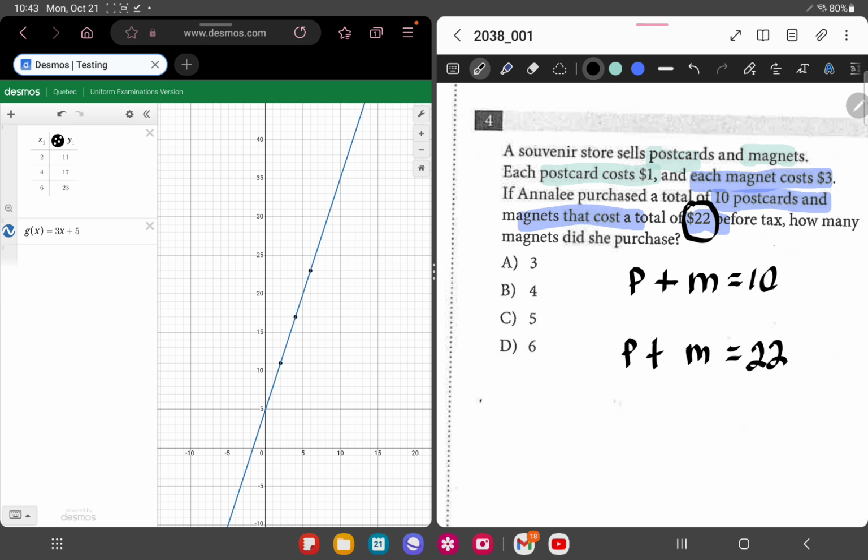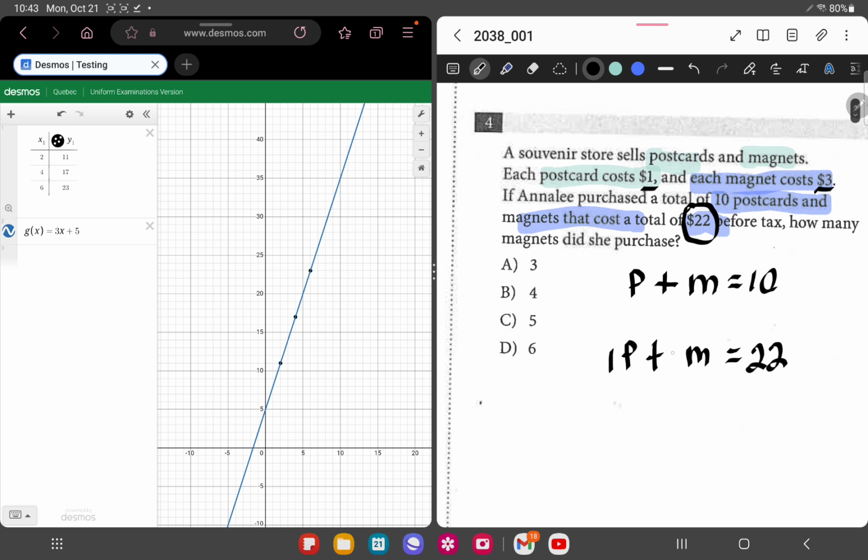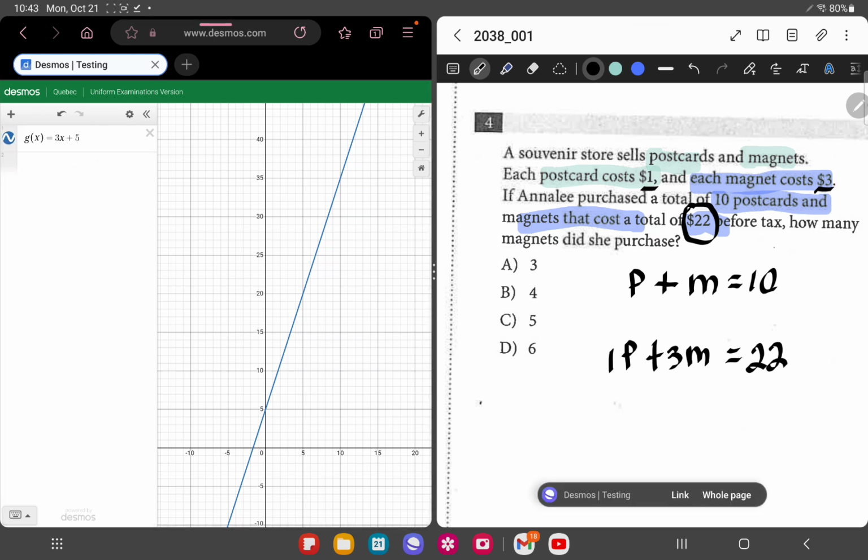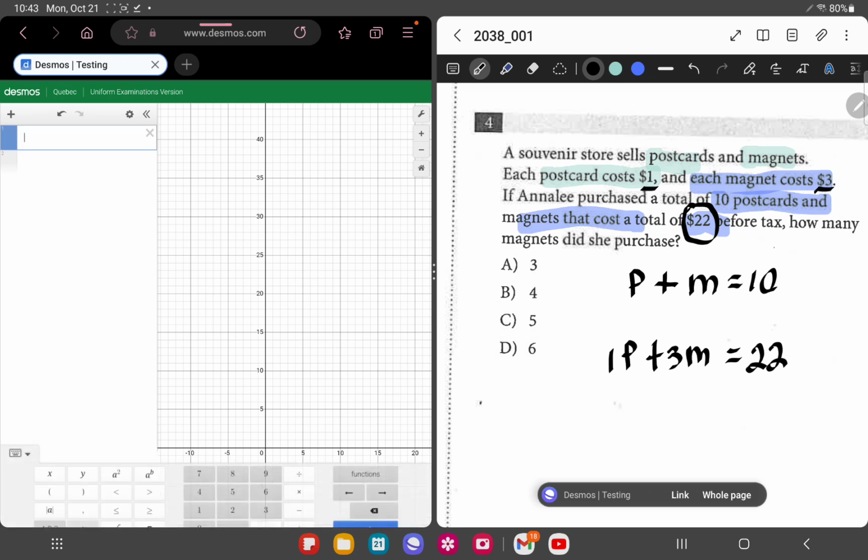But because we're talking about money now, we can actually go ahead and apply the dollars that we have here. Now, for a postcard, it's just going to be $1, and for the magnets, it's going to be $3. And that's all you really have to do in order to actually figure this problem out. Now we have 2 equations, and what I want you guys to do at this point is type them out.